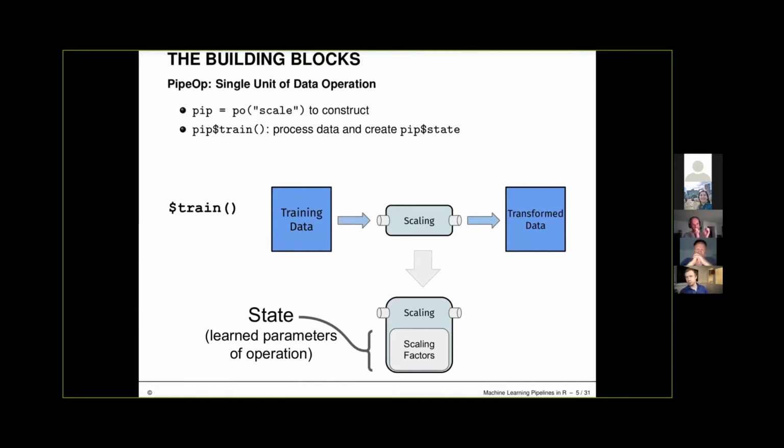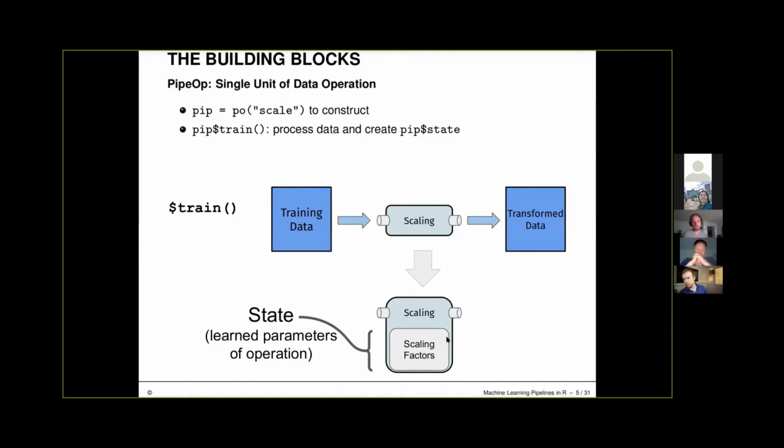So it's not just one function. It's unfortunately, in machine learning, it's always two functions. So it's training and prediction. So what happens in training? Training data goes in. We scale the training data, so we scale each feature, and we transform it into scaled data. And while we are scaling the data, we also store the scaling factors.